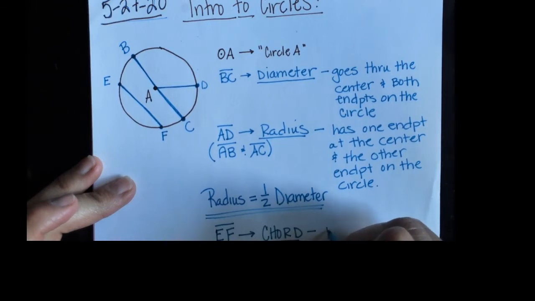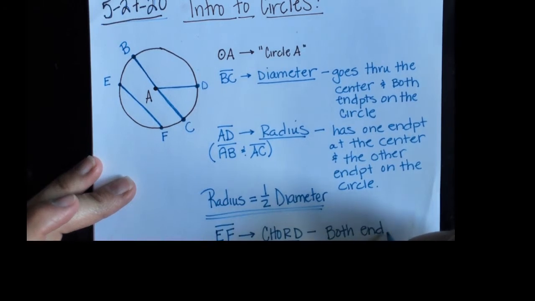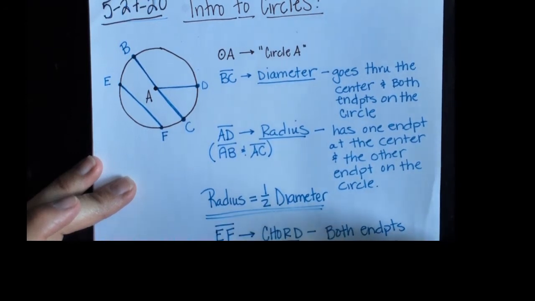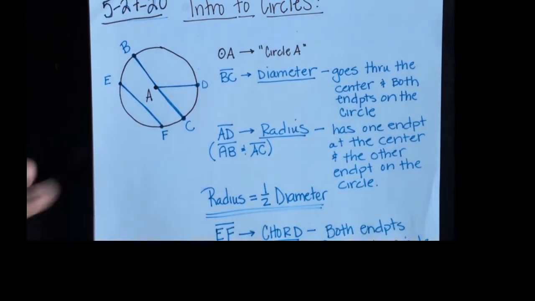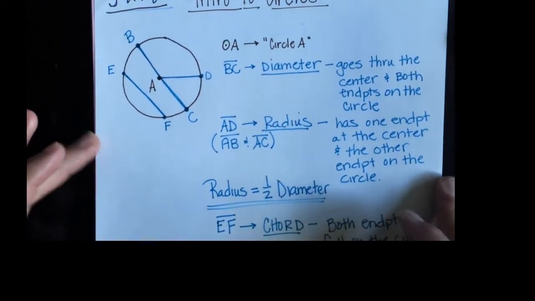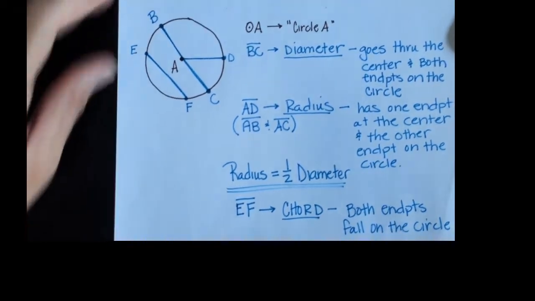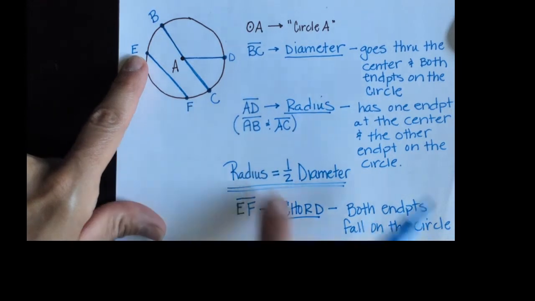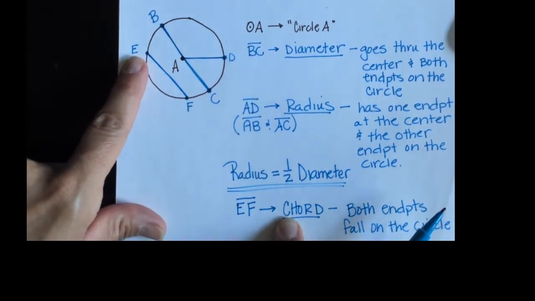And again, both endpoints fall on the circle. So we have all segments. And each one of these we were already aware of, but this guy right here, notice it's C-H-O-R-D. It is not called "chord." It is "chord." It's a hard C, chord.